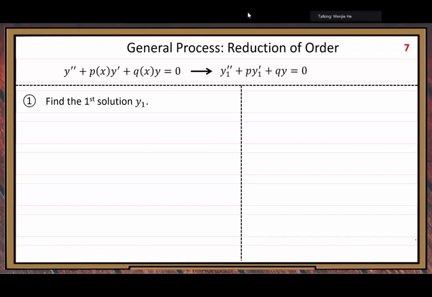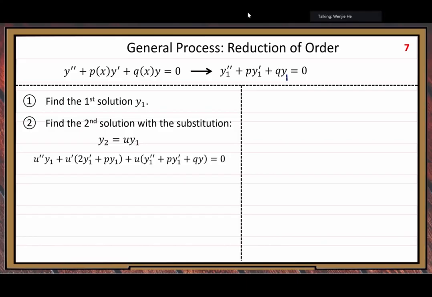Suppose we find a y1. Then we can plug in. I missed the subscript here, so I put 1. Find the second solution with substitution. That's the relationship: y2 equals u times y1. Then you do the calculation: prime, double prime. Here also y1, because after we plug in, we won't have y, we have y1 or y2.